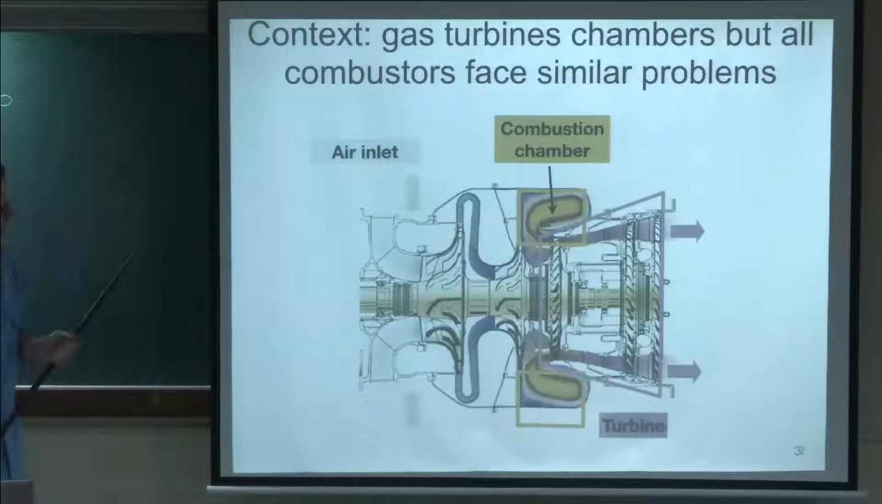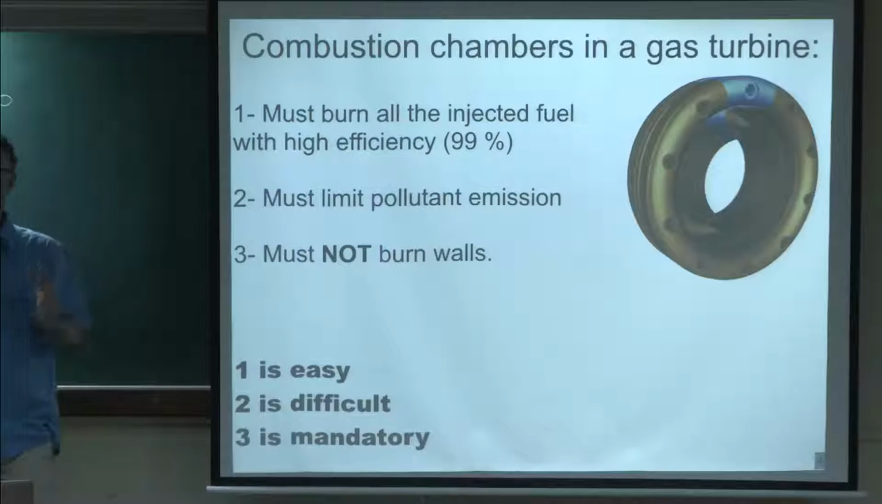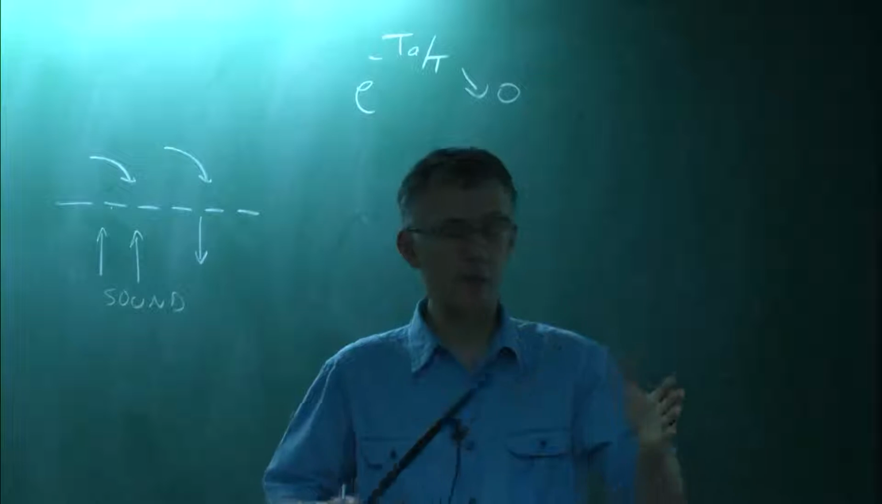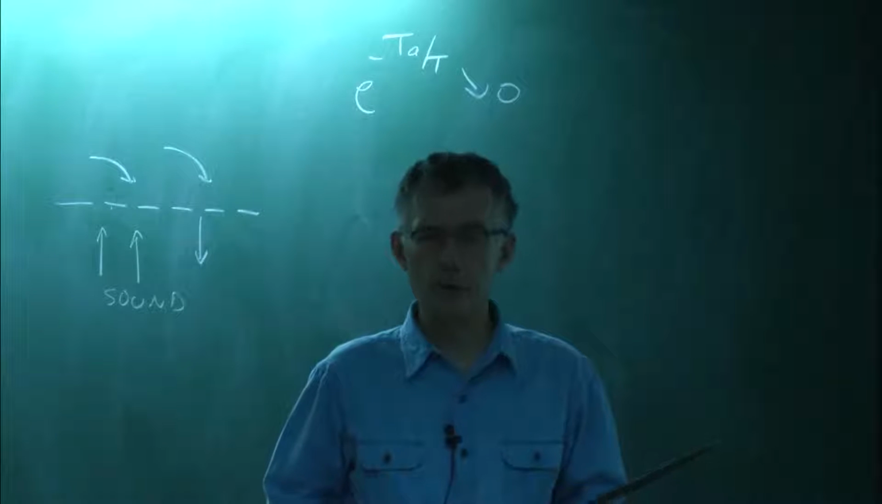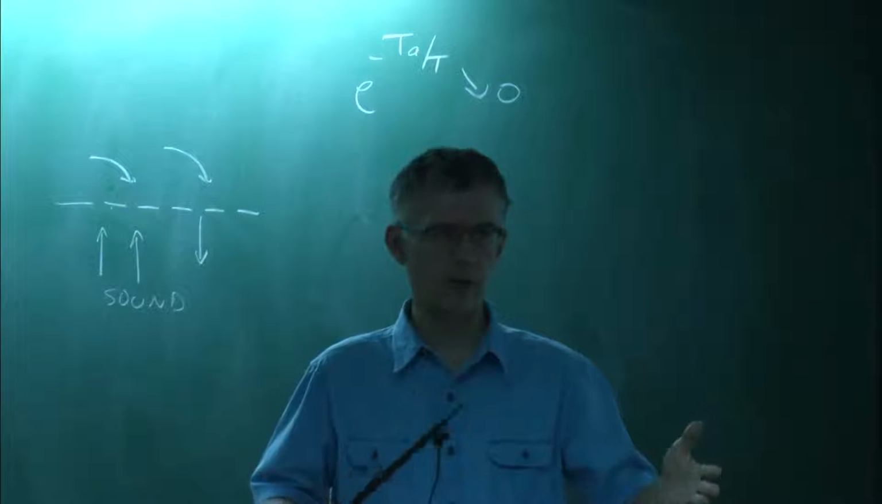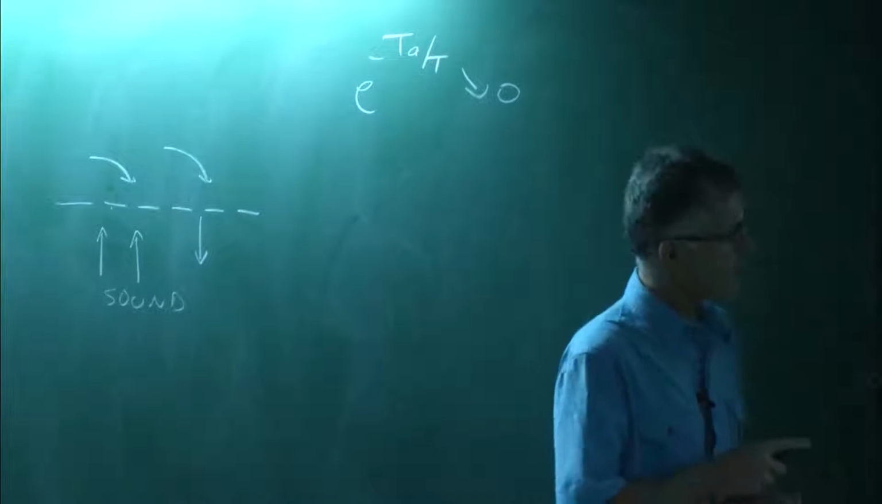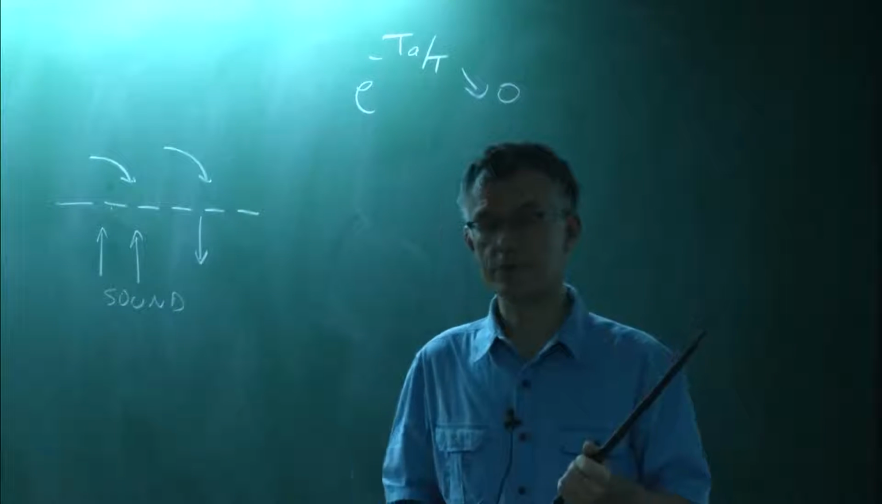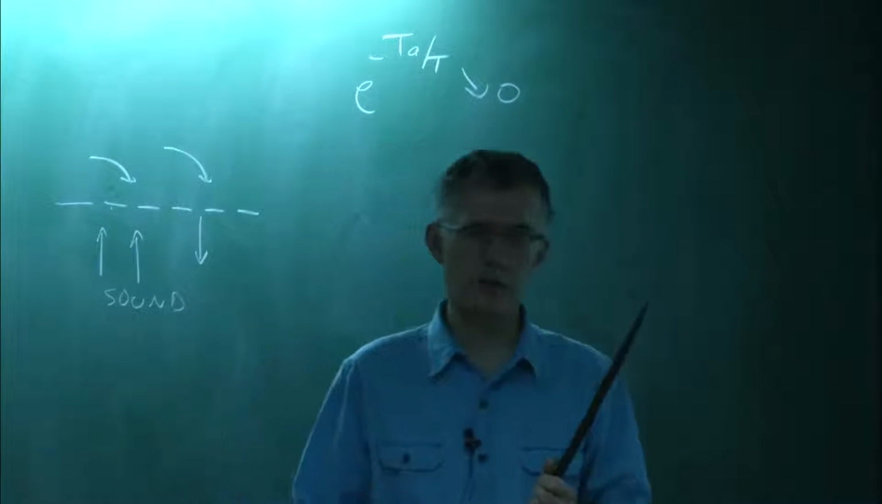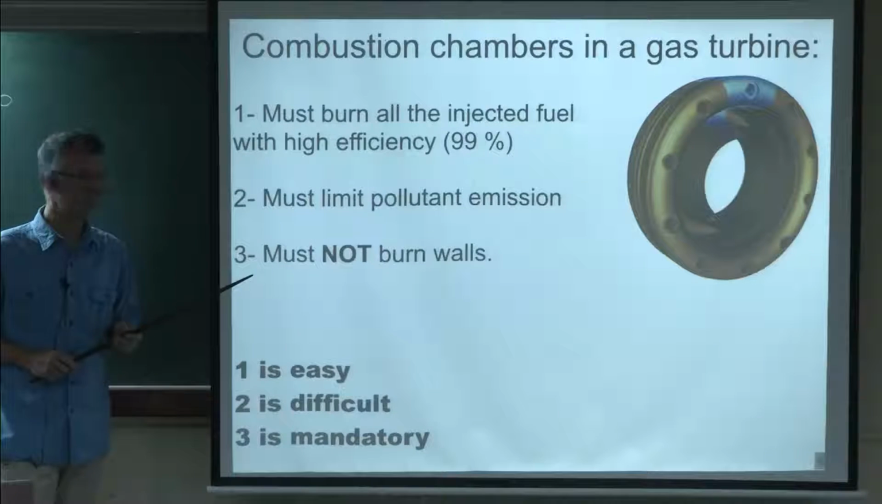Now, in these tasks, burning all the fuel is relatively easy. You have a very high temperature environment, you send fuel into that. Normally, if your chamber is a little bit longer, you're going to be able to burn everything. If you don't burn everything, you make it a little bit longer, and then you will burn everything. So burning everything is not complicated. Controlling pollutant emission is much more. That was also mentioned here during the courses. Controlling all the pollutants at the same time is not simple.